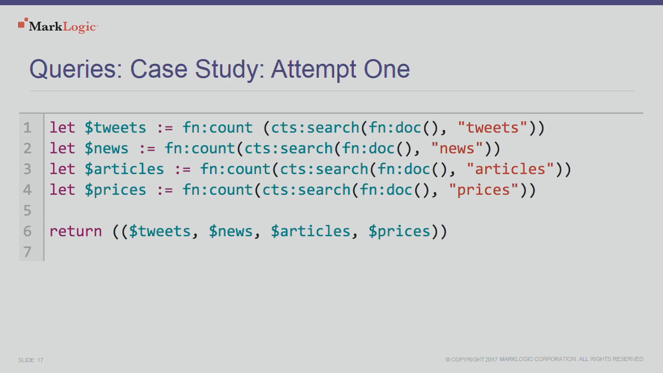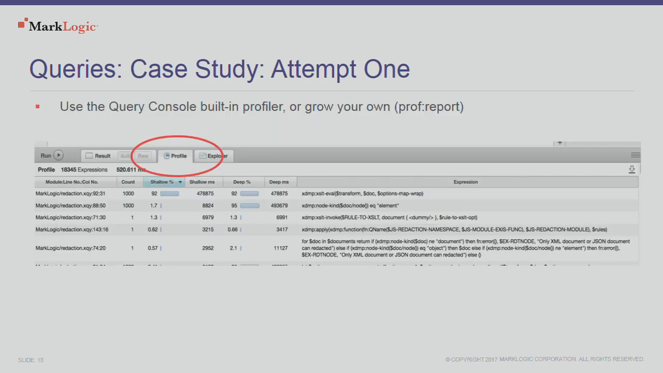So here's a screenshot of our query console. This is maybe my first attempt. I'm new to MarkLogic. I'm trying to figure this thing out. So I want to count each one of these document types. And in this case, I'm just doing a word search. I'm just searching tweets, news, articles, prices, and then we're getting the count of each one of those data sets.